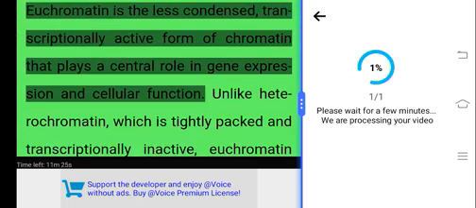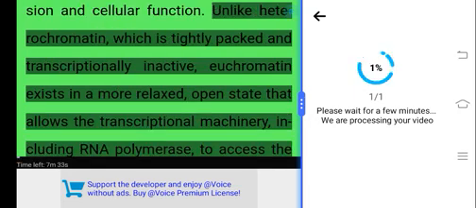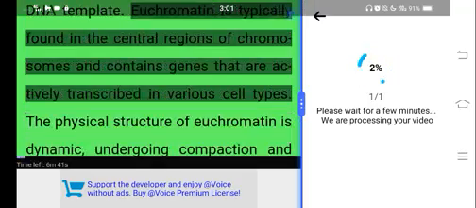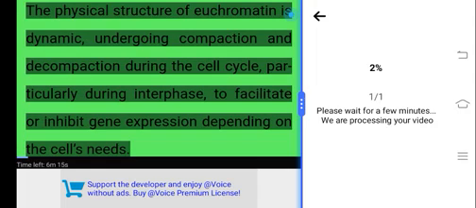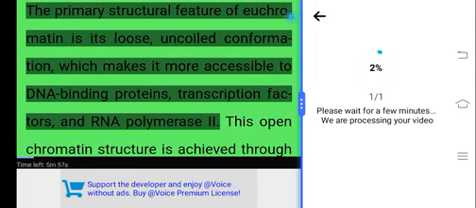Euchromatin is a less condensed, transcriptionally active form of chromatin that plays a central role in gene expression and cellular function. Unlike heterochromatin, which is tightly packed and transcriptionally inactive, euchromatin exists in a more relaxed, open state that allows the transcriptional machinery, including RNA polymerase, to access the DNA template. Euchromatin is typically found in the central regions of chromosomes and contains genes that are actively transcribed in various cell types. The physical structure of euchromatin is dynamic, undergoing compaction and decompaction during the cell cycle, particularly during interphase, to facilitate or inhibit gene expression depending on the cell's needs.